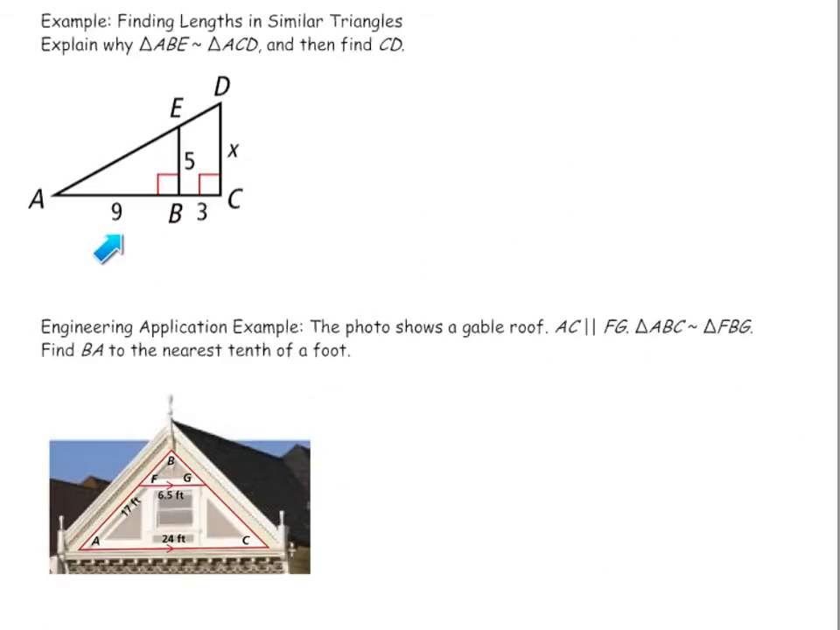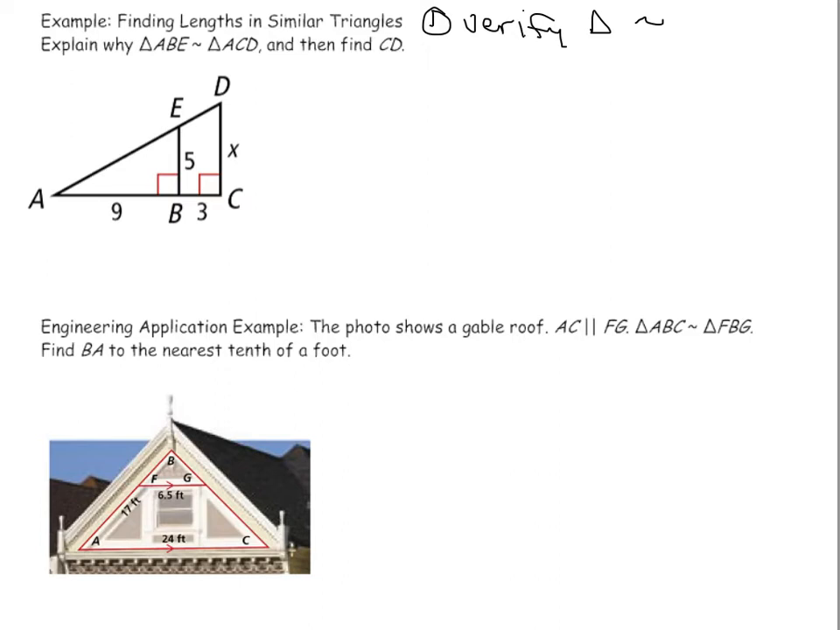All right, we're going to work with this first example here. It says find the lengths in the similar triangles and then explain why these two triangles are similar, and then you're supposed to find CD. Okay, so we have a couple things we need to do. Number one, verify the triangles are similar. So let's take a look at this. We have three different ways. It could be by angle angle, side angle side, or side side side, right?